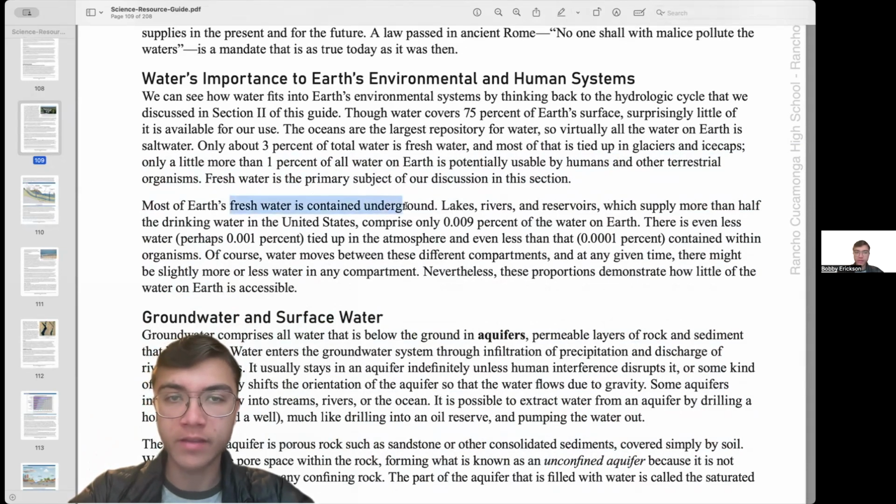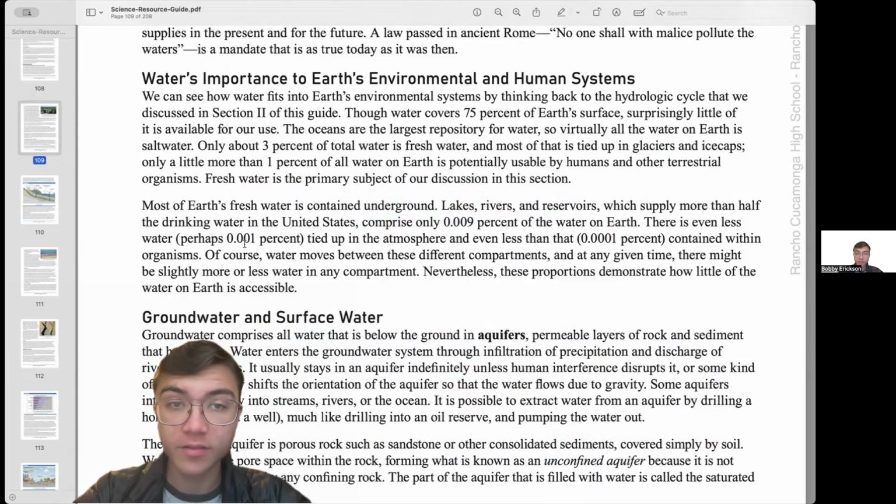Well, a lot of it is contained underground. But we have lakes, rivers, and reservoirs, which actually supply half of the drinking water. So even though most of it is contained underground, we get most of our drinking water from above the ground in lakes, rivers, and reservoirs. Now, these only comprise 0.009% of the water on Earth. So that's a really, really small number.